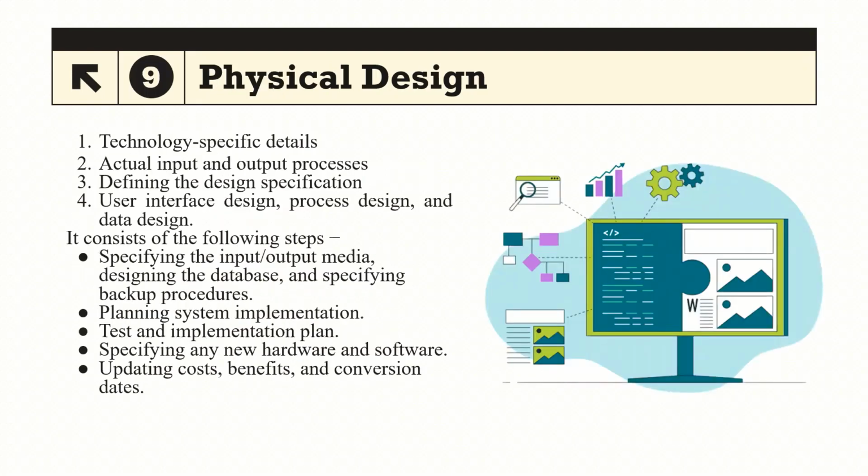Physical design: the technology-specific details from which all programming and system construction can be accomplished. Second, physical design is related to the actual input and output process of the system. Third is the procedure of the working system by defining the design specification. The fourth is that it is concerned with user interface design, process design, and data design.